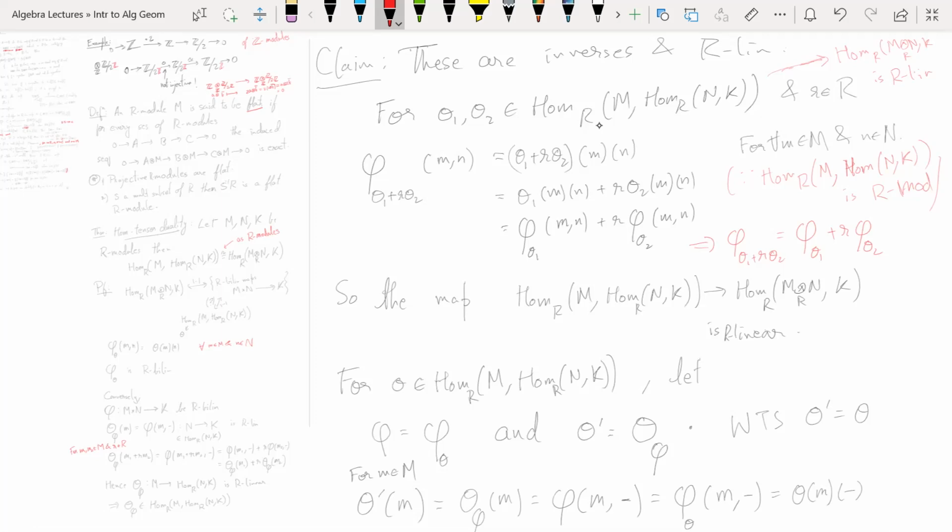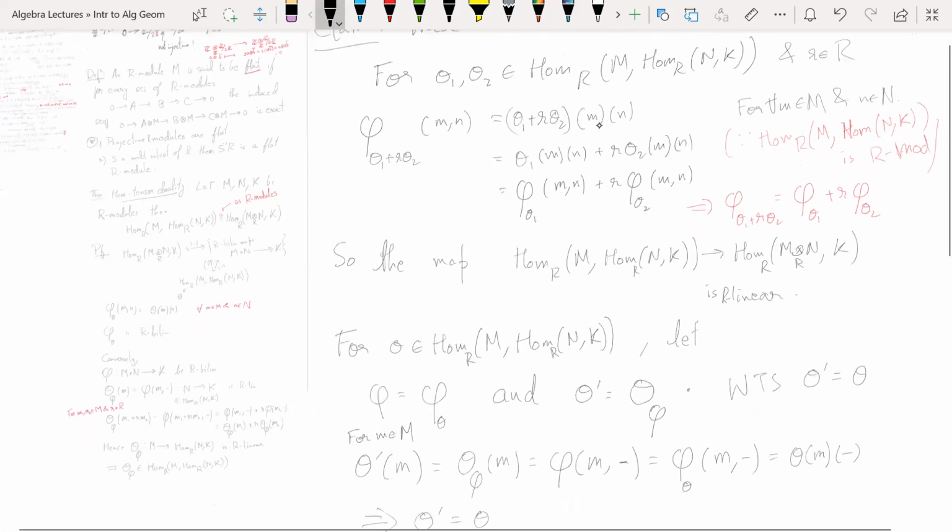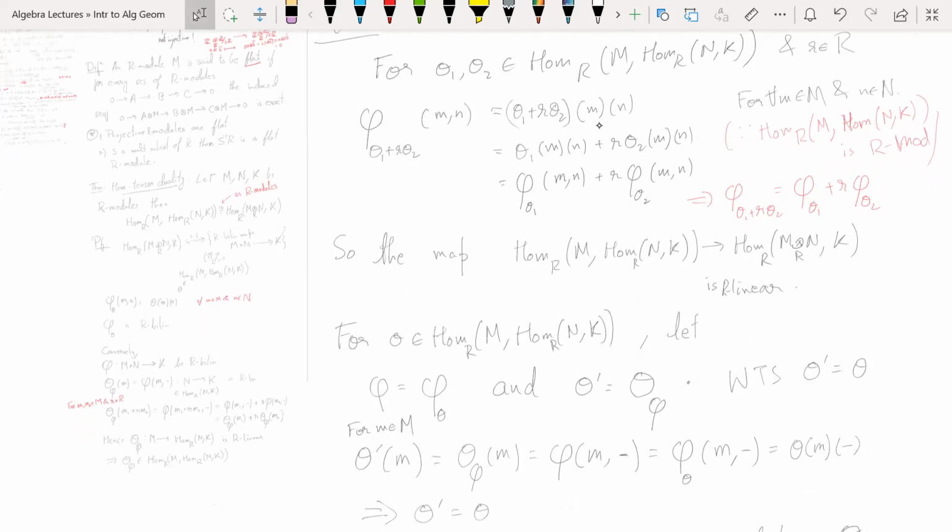So I've written this here. So this is R-linear. This proves that this map is R-linear, and then we want to show that they are inverses. So you just take the composition of these two. You start with some theta in this space, let phi be phi sub theta, and then you take theta prime as theta of this phi, which we just defined. Then we want to show that theta prime is the same as theta. So for m in M, theta prime of m is theta sub phi of m, because that's what theta prime is, and theta sub phi of m is by definition phi of (m, dash), the R-linear function from N to K you get, but phi is the same as phi sub theta.